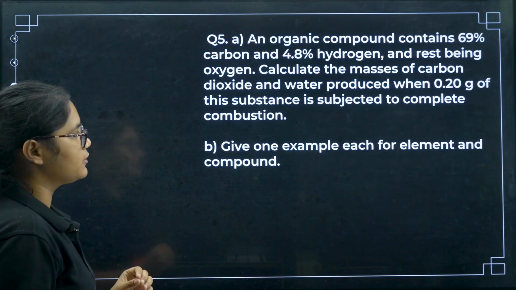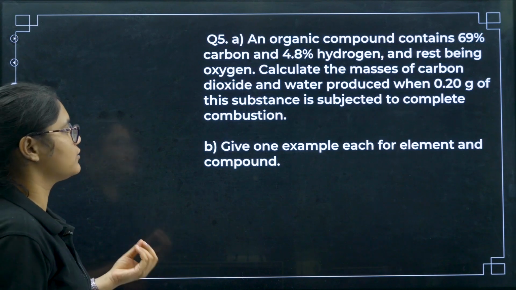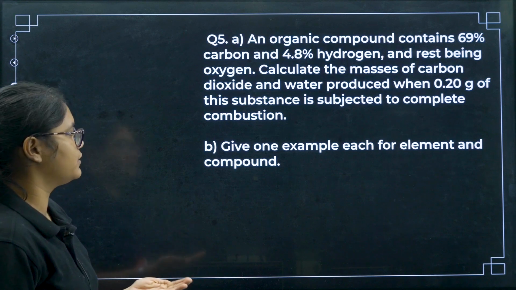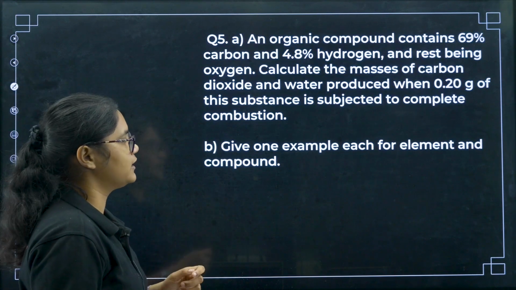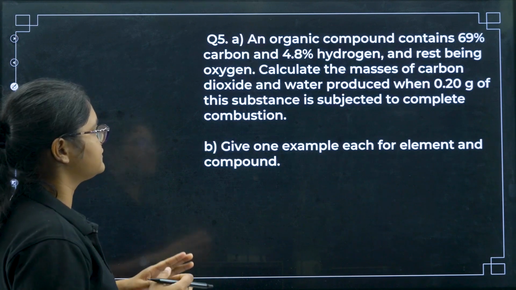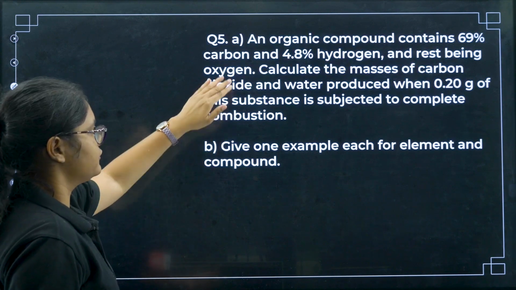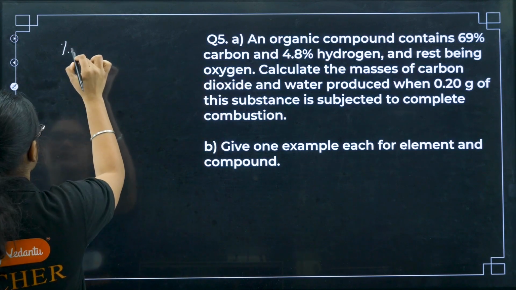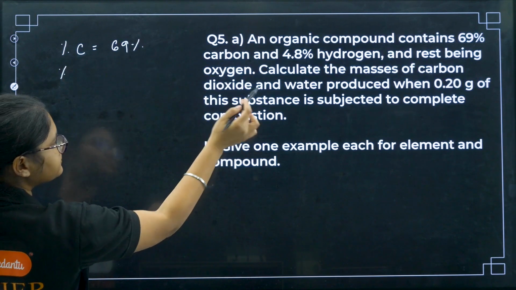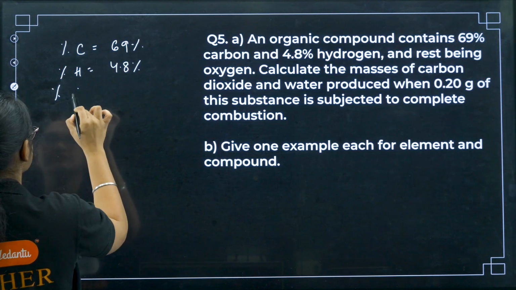Next, an organic compound contains 69% carbon and 4.8% of hydrogen and the rest being oxygen. Calculate the masses of carbon dioxide and water produced when 0.2 gram of this substance is subjected to complete combustion. This is also an important question. First of all, we have 69% of carbon and 4.8% of hydrogen and the rest is oxygen. So what is the percentage of oxygen? Let us first calculate. Percentage of carbon is 69%. Percentage of hydrogen is 4.8%, right?